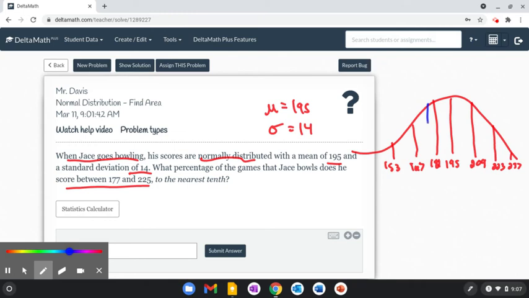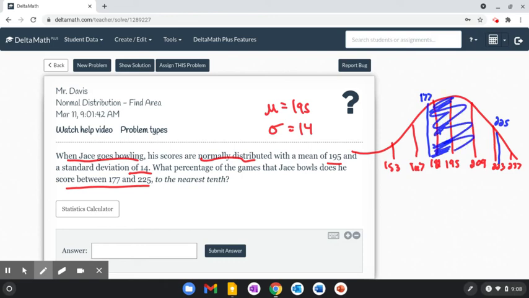So 177 is going to fall on here, and 225 is going to fall over here. So neither of those are multiples of the standard deviation. So when we're calculating the percentage, what we're basically doing is finding the area under this normal curve in between these two boundaries. So it is important that you can visualize what you're actually doing here, or finding the area between those two values on the normal curve.